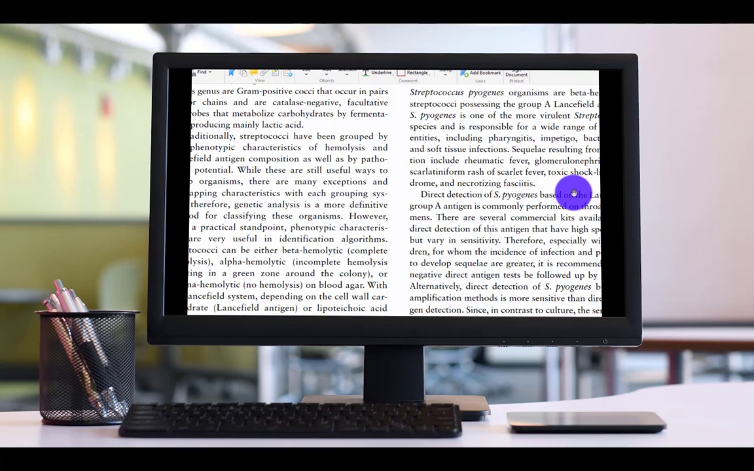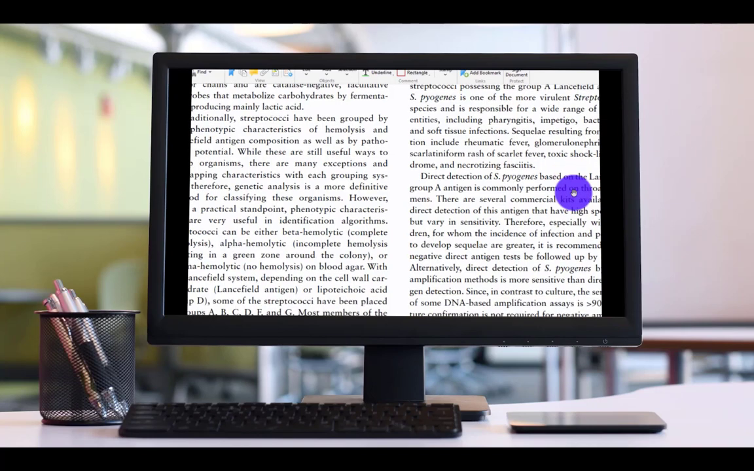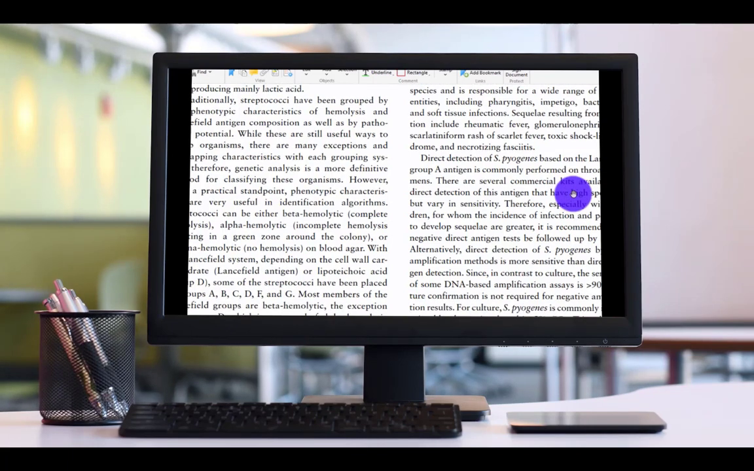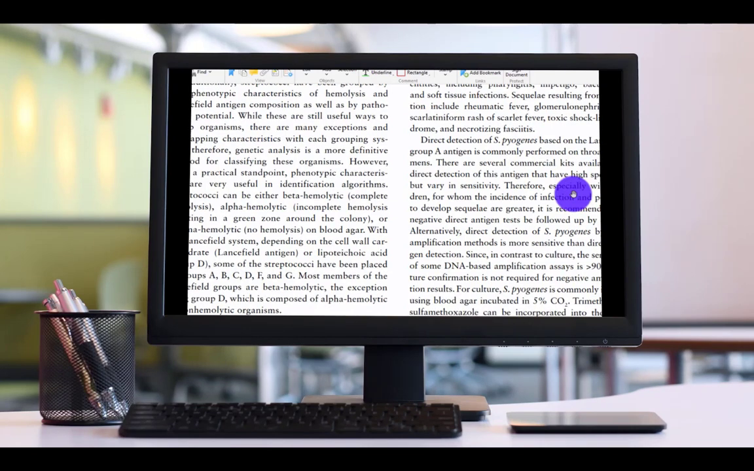Sequelae resulting from the infection include rheumatic fever, glomerulonephritis, the scarlatiniform rash of scarlet fever, toxic shock-like syndrome, and necrotizing fasciitis. Direct detection of Strep pyogenes based on the Lancefield group A antigen is commonly performed on throat specimens.